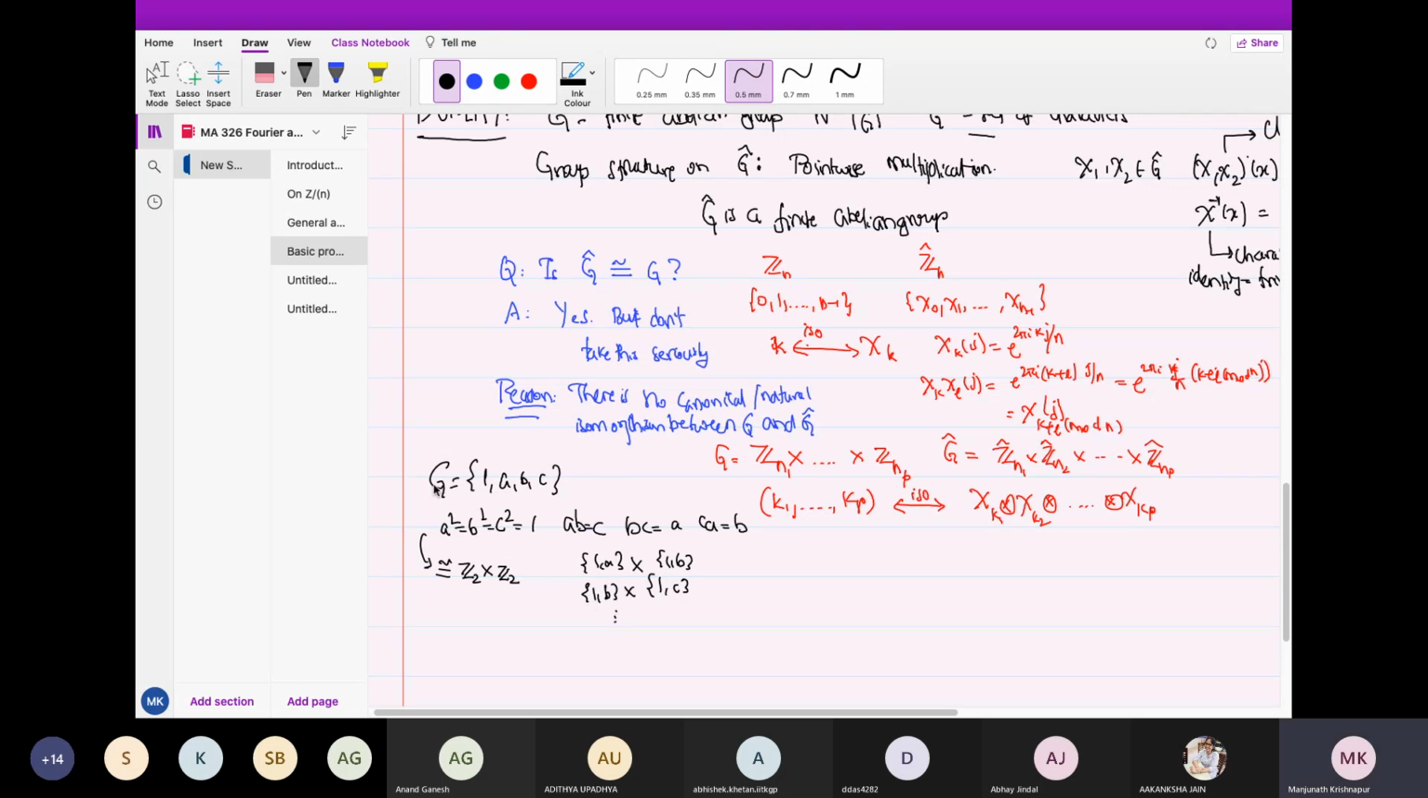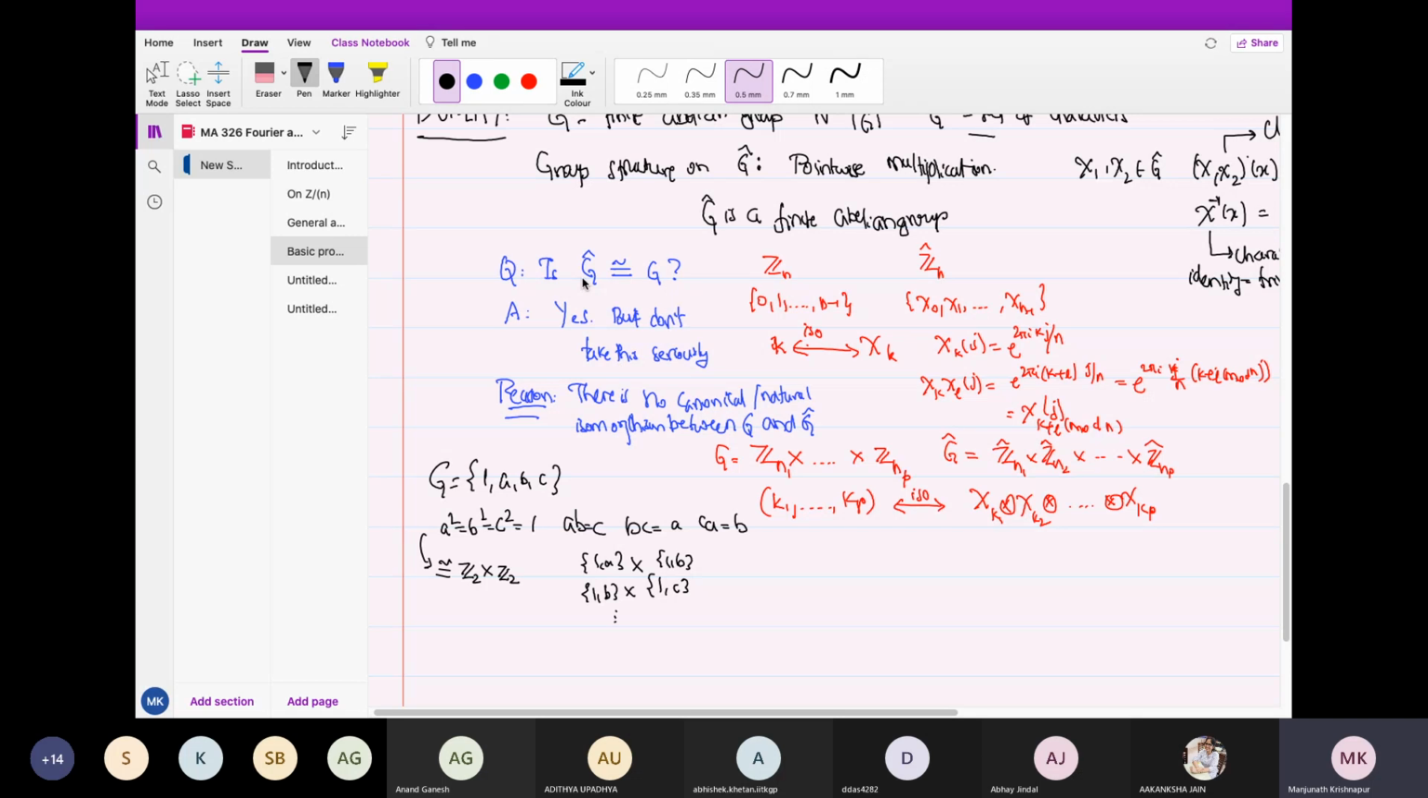So the group itself, by the structure theorem, has no one obvious way in which to write it as a product. Each of these will give rise to a different way of writing G as Z2 cross Z2, different for different people, and that will lead to different isomorphisms with G hat. So it's not a canonical isomorphism.